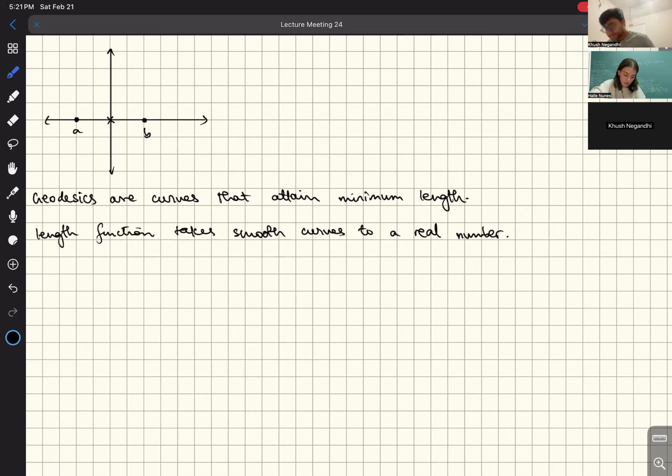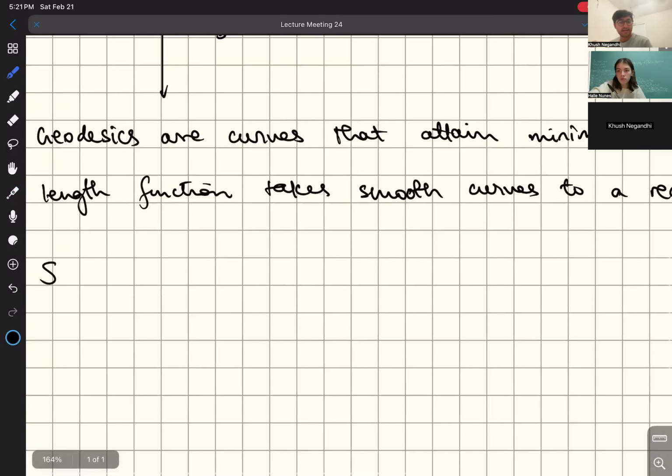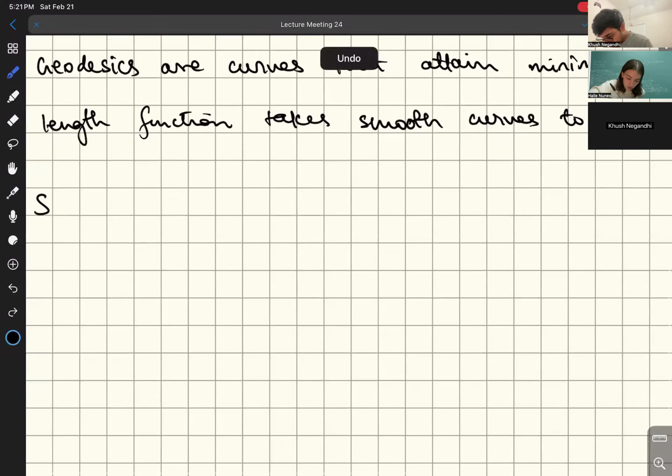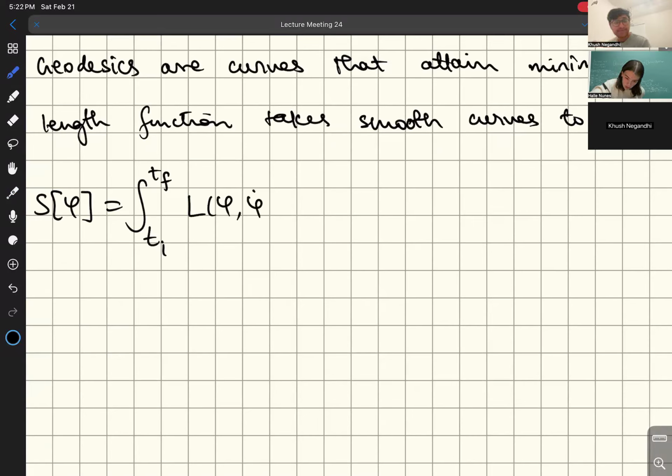Okay. So I'm going to write this in a little more physics-style notation, and I'm going to write it like this: it's just going to be the integral from some initial time to some final time of some function L that will depend on phi and phi dot.